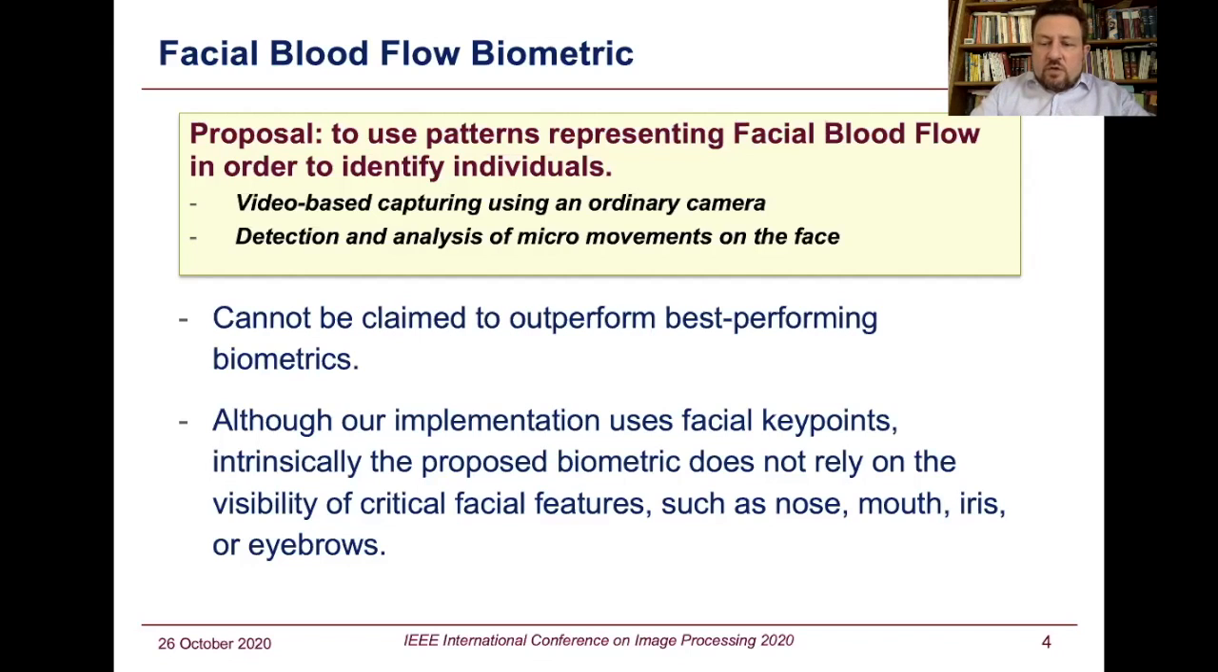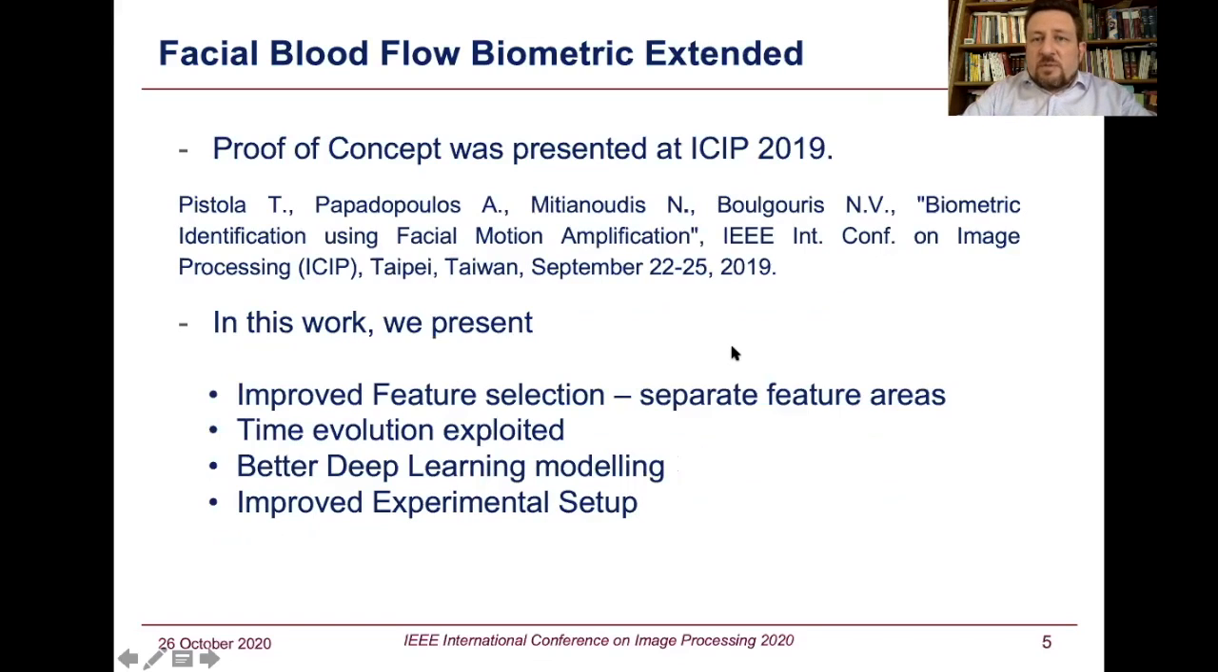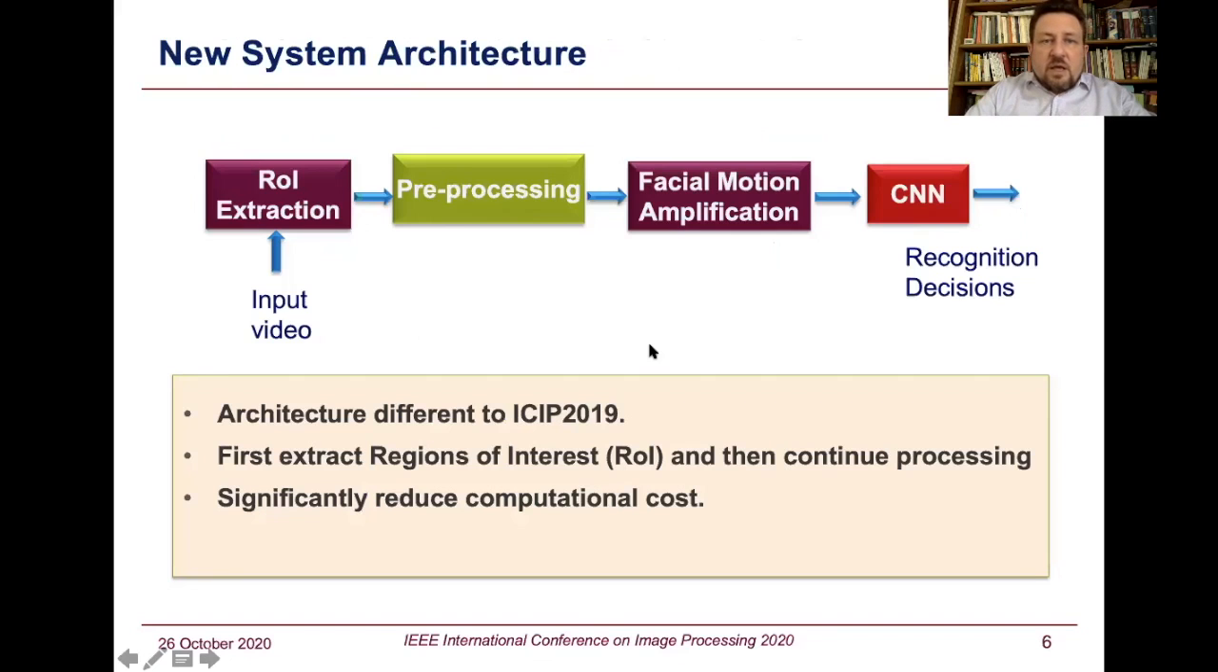So it's something new. Of course, it's not exactly new because we presented the proof of concept last year at ICIP 2019. Here we come again and we revisit the biometric, and we have an improved feature selection compared to our previous offering. We have exploitation of the time evolution, which we didn't do last year. We have a better deep learning modeling setup, and of course, we have a new experiment that's more robust and shows that the facial blood flow can work in real applications and not just as a proof of concept.